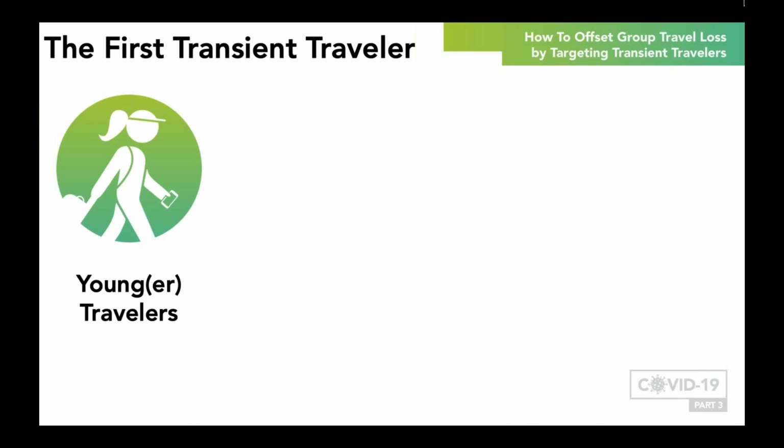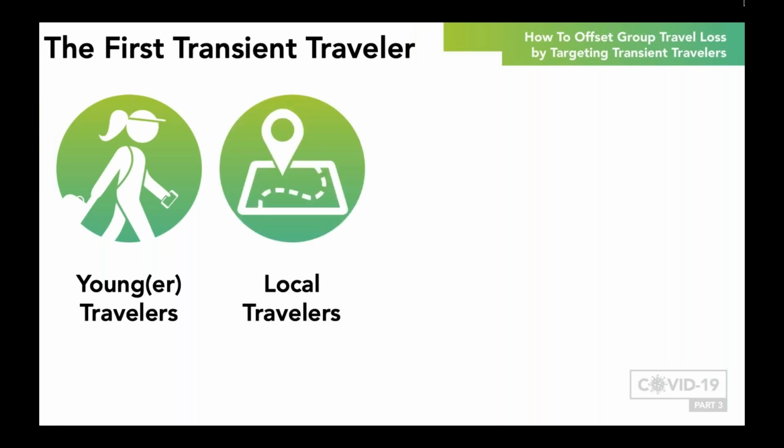Younger transient travelers are going to be the first ones to start venturing back into the travel world. Feeling less at risk, younger travelers are eager to emerge from stay-at-home orders and will be the first ones most comfortable in doing so. The next type of traveler you can expect to see is your local transient travelers.